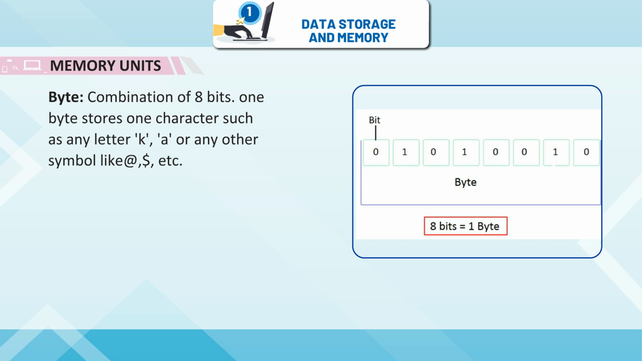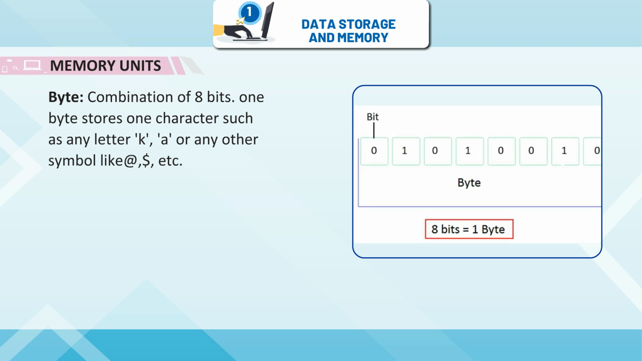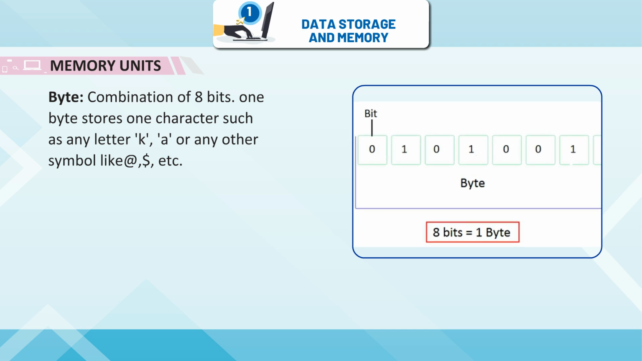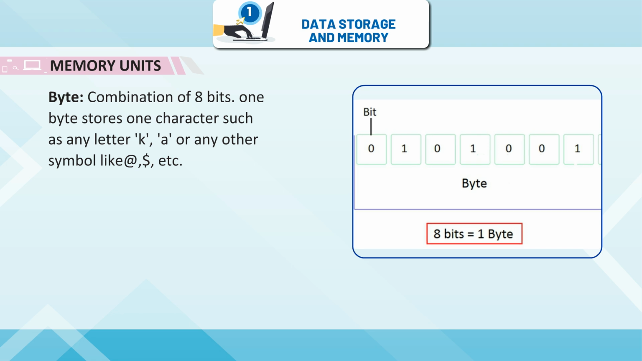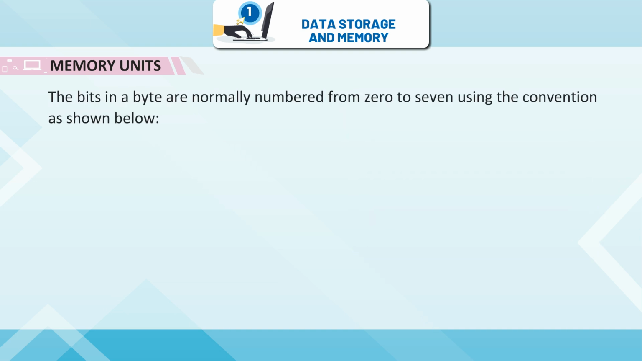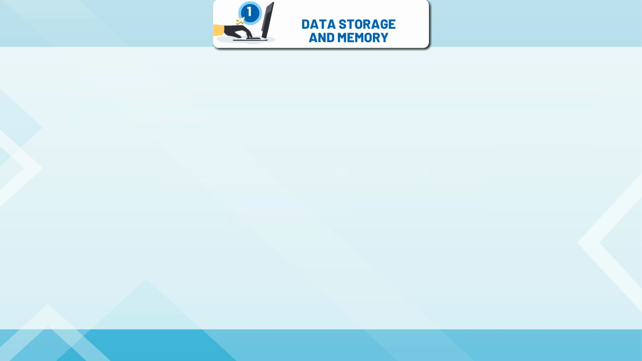Byte. A combination of 8 bits. 1 byte stores one character such as any letter K, A, or any other symbol like @, $, etc. Nibble. Half a byte. 4 bits is called a nibble. The bits in a byte are normally numbered from 0 to 7 using the convention as shown below. 7, 6, 5, 4, 3, 2, 1, 0.